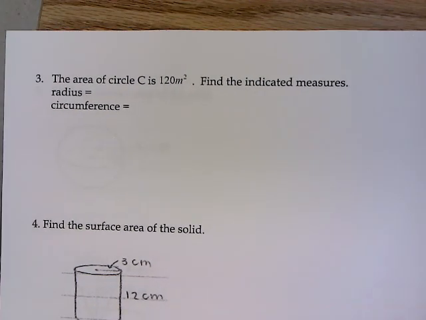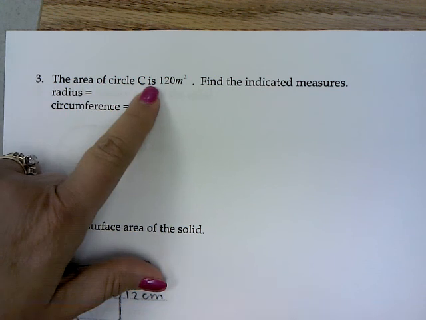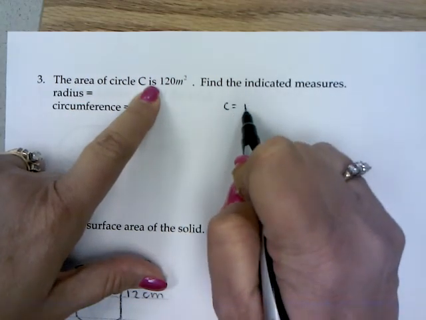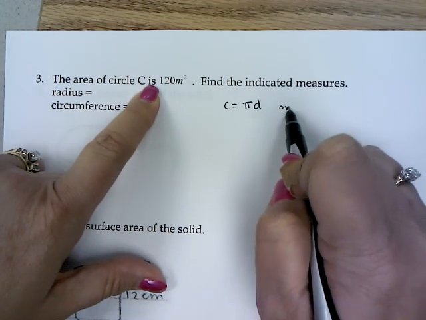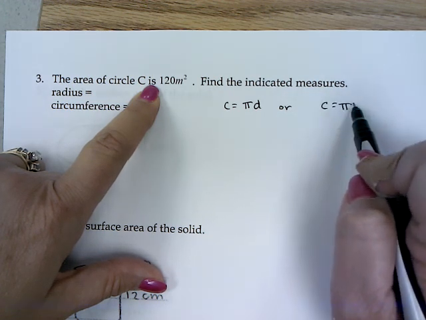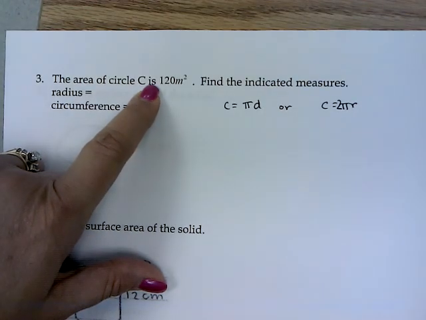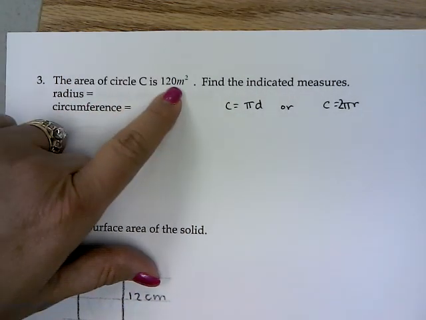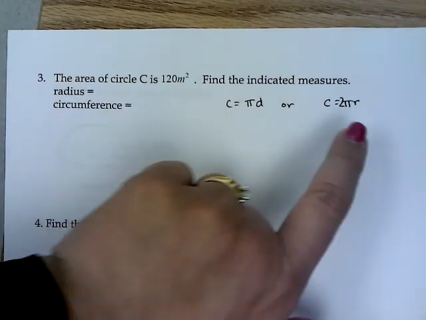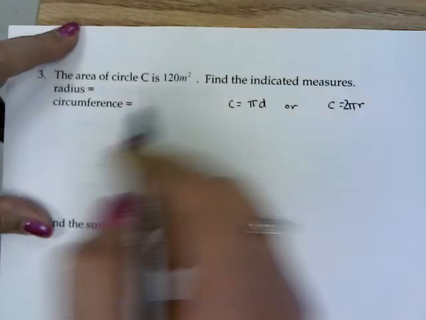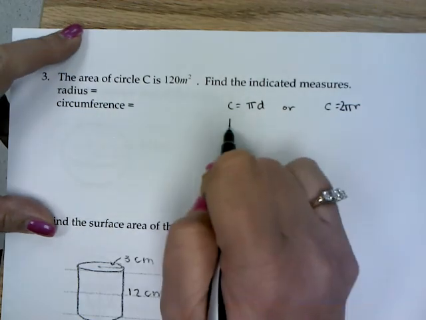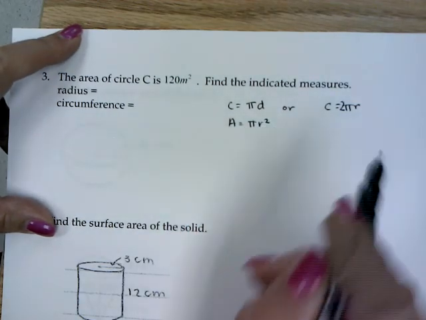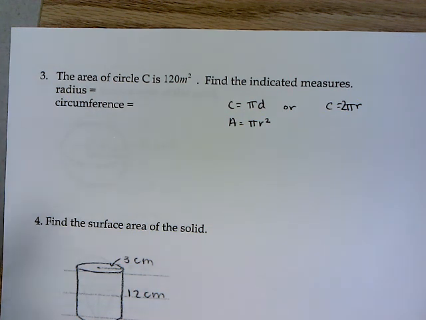Number 3, the area of the circle C is 120 meters squared. Find the indicated measure below. We know that circumference equals pi times diameter, or circumference equals 2 pi r. Both of those are on my formula sheet. Here, I'm given the area of my circle is 120. Sorry, that's the formula for circumference. We know that area equals pi r squared. I apologize. Area equals pi r squared.